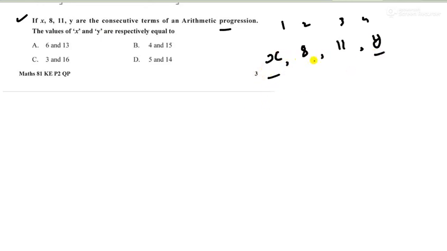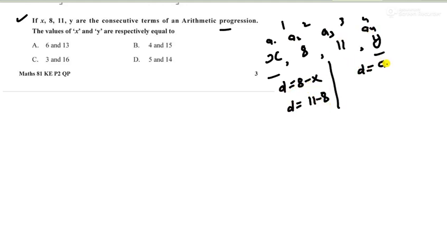So you can see here, what will be d? 8 minus x, right? If I take this one, a1, a2, a3 and a4. So what is d? A2 minus a1. Another, what is d? A3 minus a2, means 11 minus 8. So comparing these two, we can find this. Similarly here, a4 minus a3 will also give us d, correct? So a4 is y minus 11. So we'll compare first with this. So 8 minus x is equal to 11 minus 8.